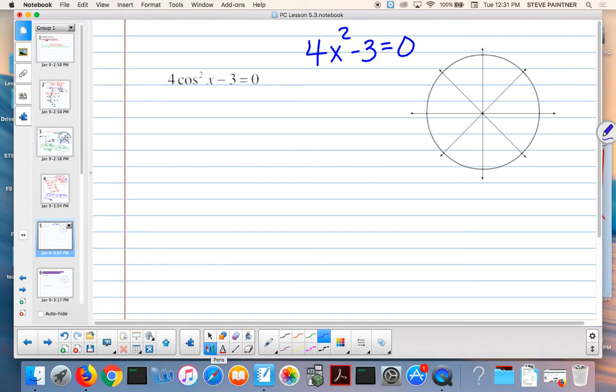That's what you did for cosine squared minus 3. How would you do this problem? Add 3. Divide by 4. No, you guys got it. Go ahead, do this one.